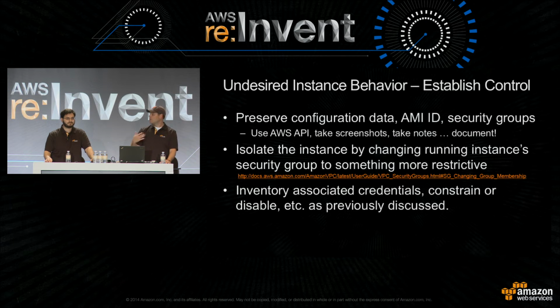Now the next thing that we'll do is isolate the instance. We'll do that by changing the running instance's security group to something that's much more restrictive than its existing security group. And then we'll inventory associated credentials with that EC2 instance. If we can constrain or disable those credentials, we will, and we'll do that in the manner that we previously discussed with regards to identity access management credentials.